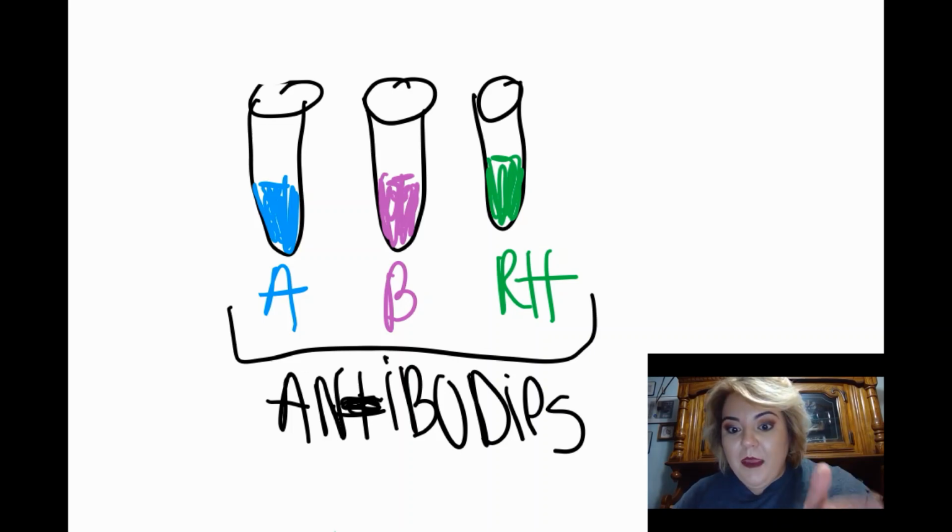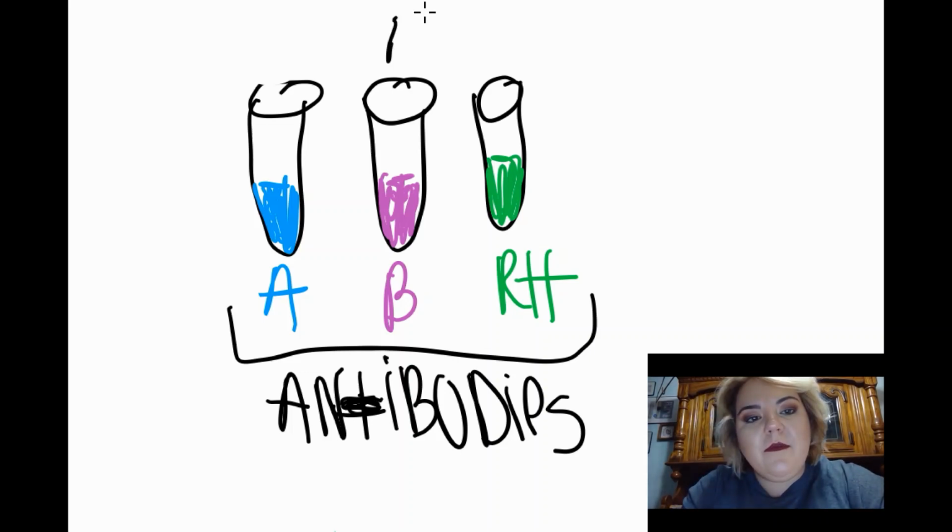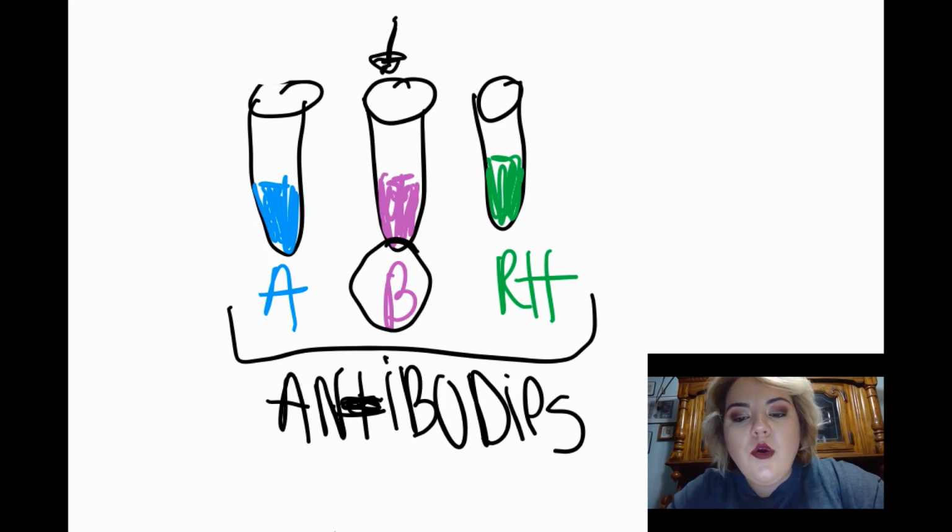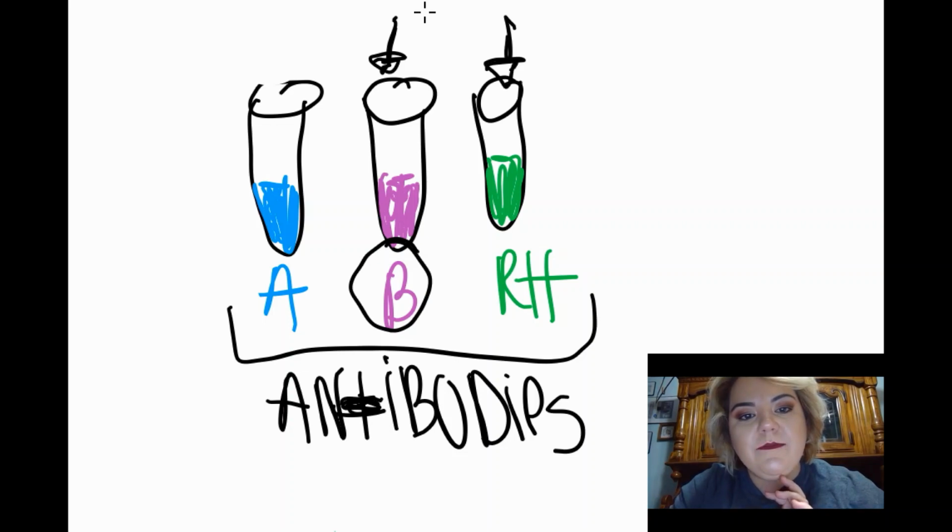If you're type B blood, and I drop your blood into this test tube here, the anti-B antibodies are going to fight B blood. So if you have B blood and I drop it in here, it's going to clump, it's going to agglutinate. The reaction is going to occur. Same thing with this one. Same thing with RH.